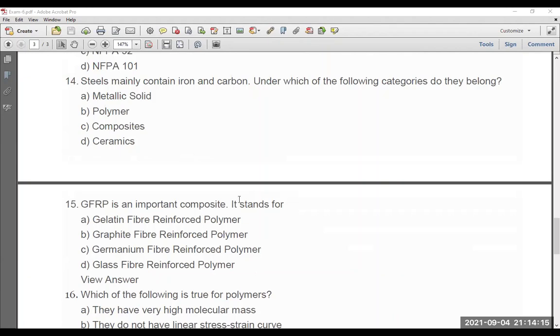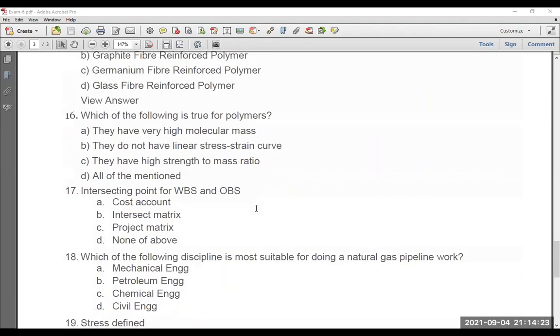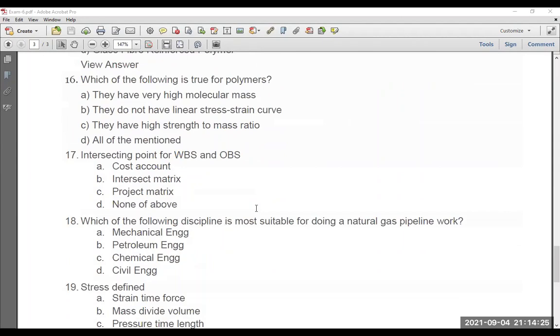Composite. Yes. 15. D. Glass fiber reinforced polymer. Yes. 16. D, all of them mentioned. Out of dimension. Yes. 17. A. Cost account. Cost account, yes.